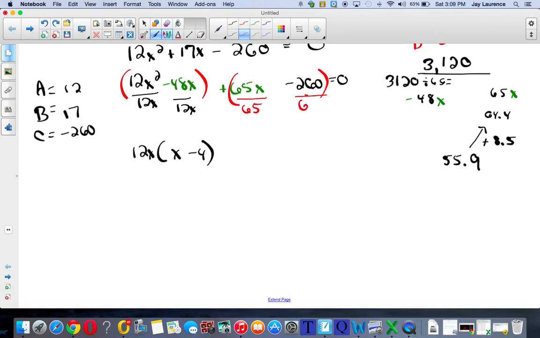So I'm going to factor out a 65. Now I'll just check, and I'll divide 260 by 65, and it comes out 4 times.